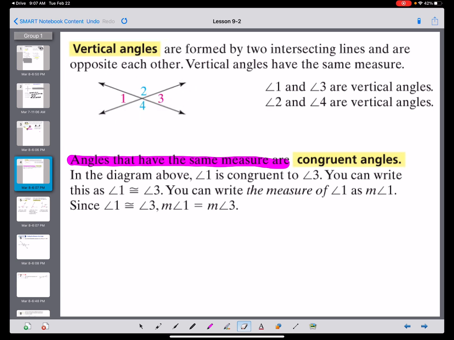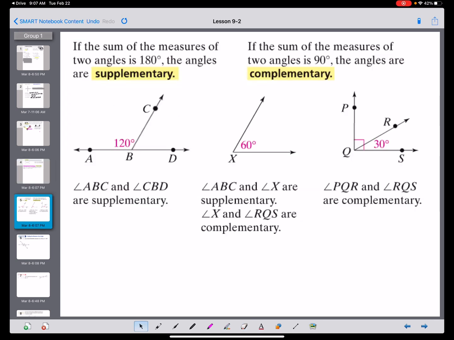Take a minute, pause the video if you need to write down those definitions. Okay, now let's talk about some special relationships between angles. We need to talk about the word supplementary. Supplementary means that the sum, that's adding, the sum of the measures of two angles is 180 degrees. That's the definition of supplementary.